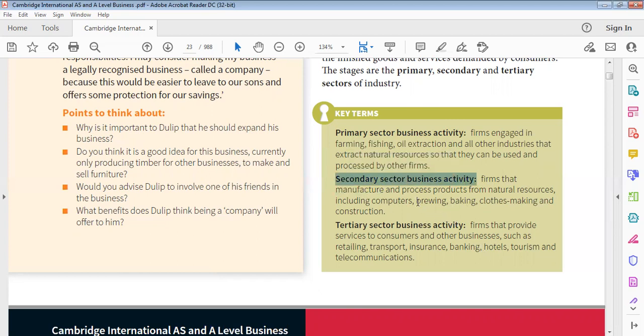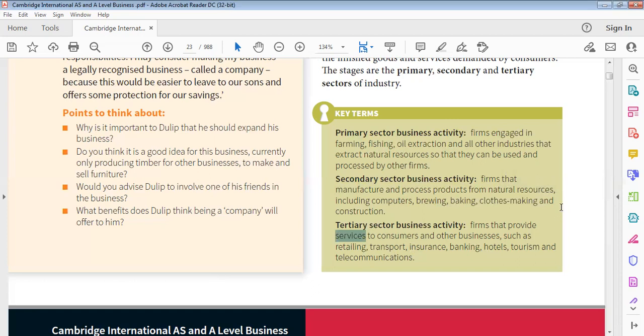So if you see garments, they are in the secondary business. If you see Toyota, they are in the secondary business. What about schools and hospitals? Tertiary. They are tertiary, right? Because why? They provide services. That's the keyword here. So primary is extracting the resources, secondary is using the resources, manufacturing, and tertiary is providing services. Exactly.